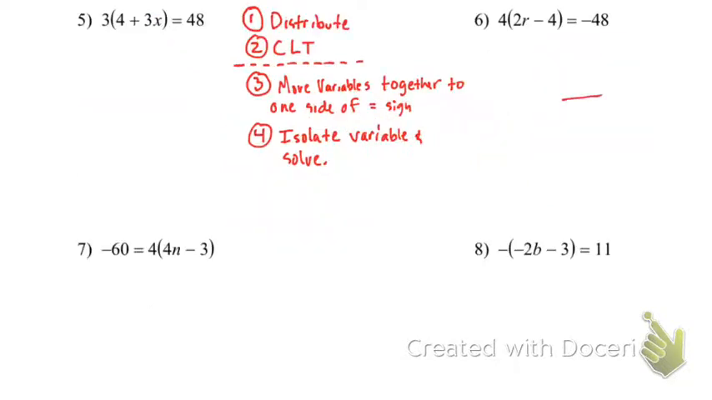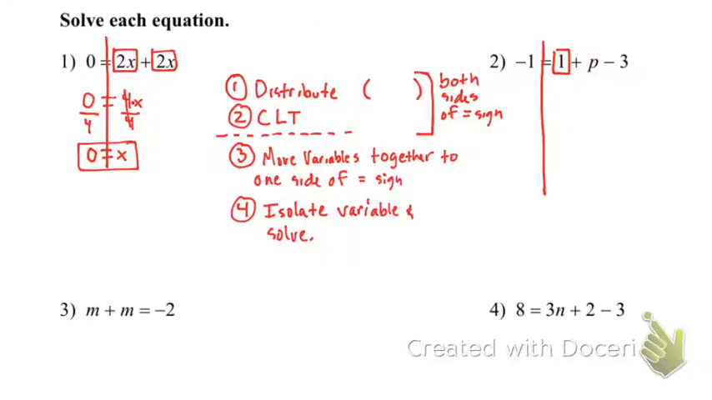Numbers without variables are also like terms. So we have positive 1 and negative 3. When I combine them, that gives me p minus 2. So I just brought down the p, negative 2. So we did steps 1 and 2 for the right side. Now let's do steps 1 and 2 for the left side. And if you notice, on the left side, there's really nothing for us to do. We're just going to bring down the negative 1.